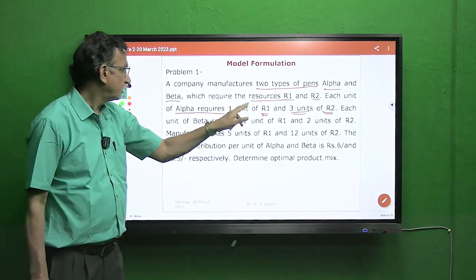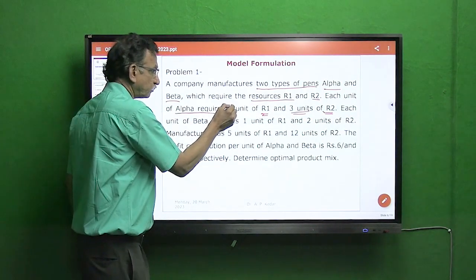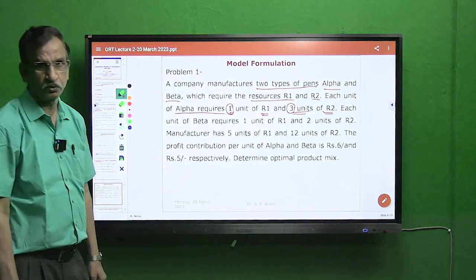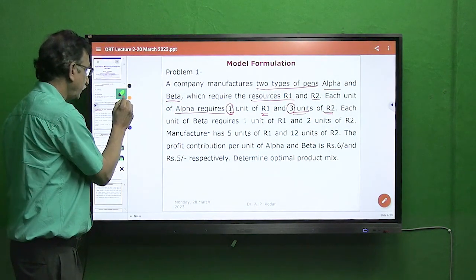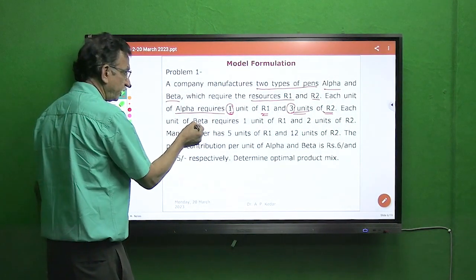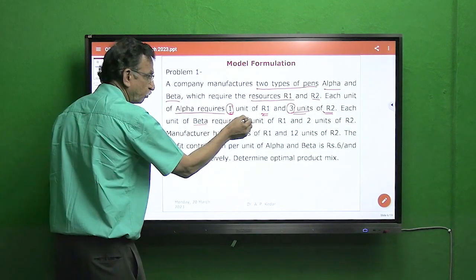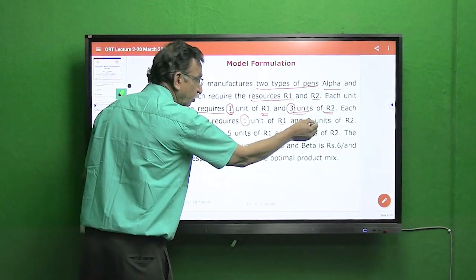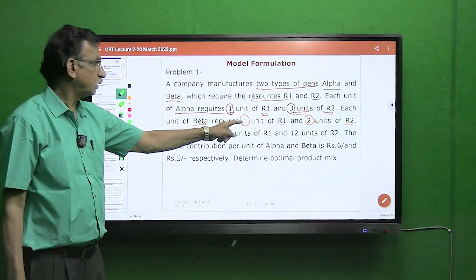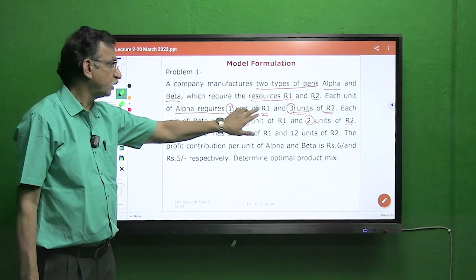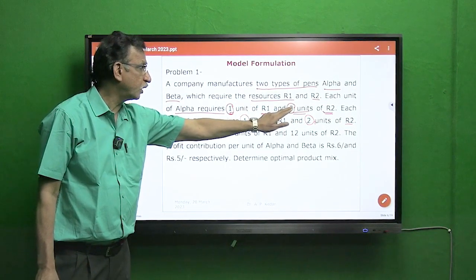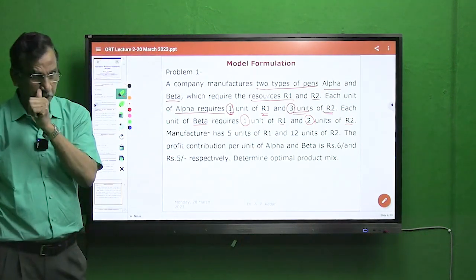Like for alpha pen you need 1 unit of R1 and 3 units of R2. Whereas I will now mark with another pen, each unit of beta needs 1 unit of R1 and 2 units of R2. Here it may change, but it is given the same. But for beta it needs 2 units, and for alpha it needs 3 units of R2.